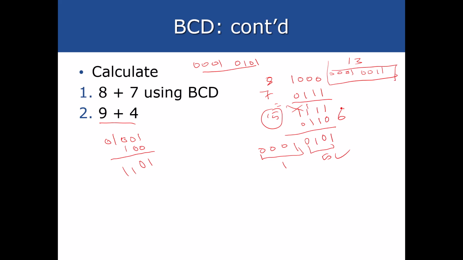Okay, so let's see how we're going to do that. We're going to correct it by adding 6 to it. So what is 6? 0, 1, 1, 0. And we add: 1 plus 0 is 1. 0 plus 1 is 1. 1 plus 1 is 0, and we have 1 carry. And we have 1, 1.